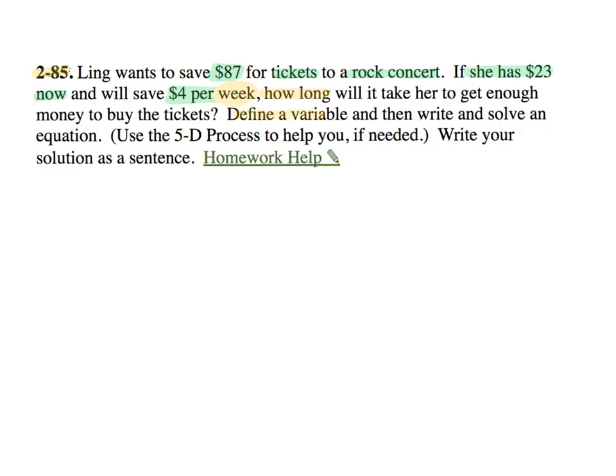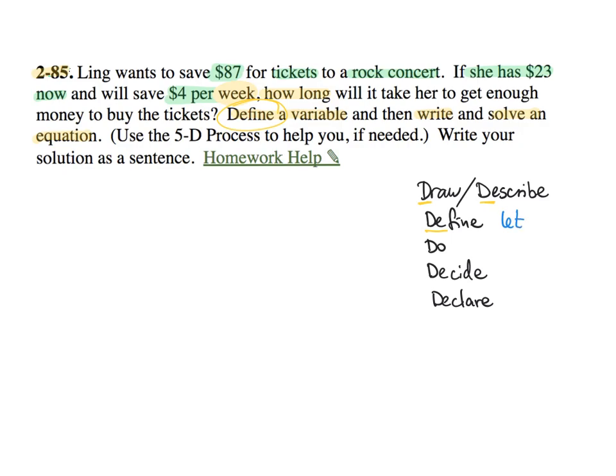We also have to define a variable. What it means is when we use an unknown, we could say, let X be whatever that is, and we're going to write and solve an equation. In the 5D process, the first step is describe, or draw the description. The defining is where they want us to define. So we are saying let the variable X represent, in this case, how long. So it's going to be the number of weeks. So let X be number of weeks. That's what we don't know.